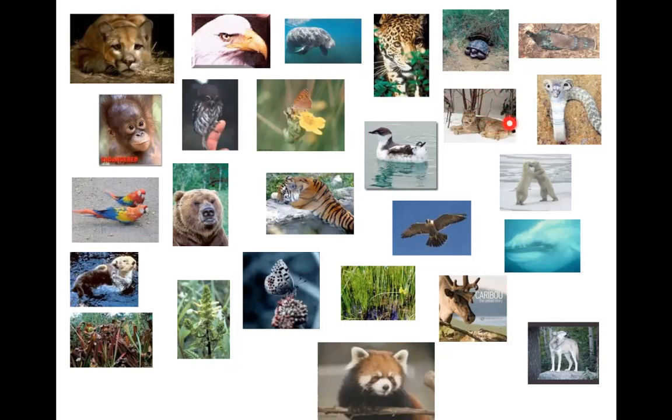Here's the lynx. Lynx is endangered. Panda bear, of course, panda bear. Polar bear.